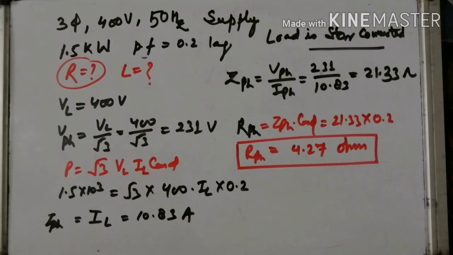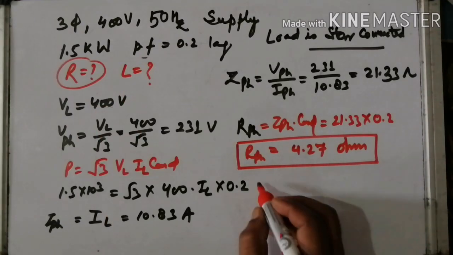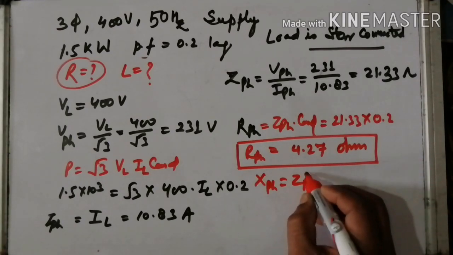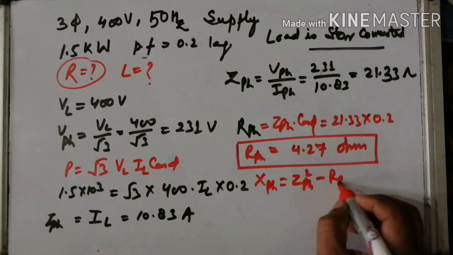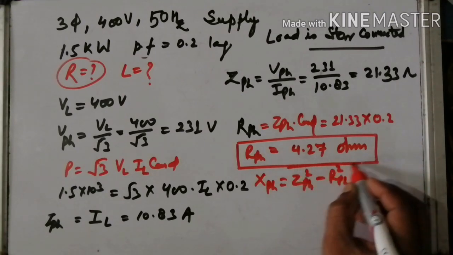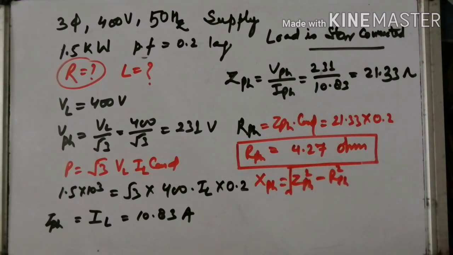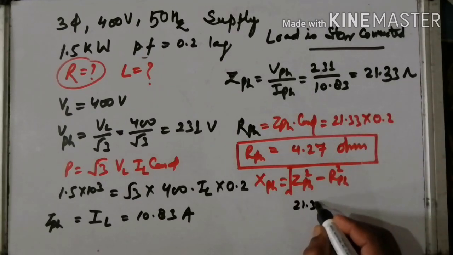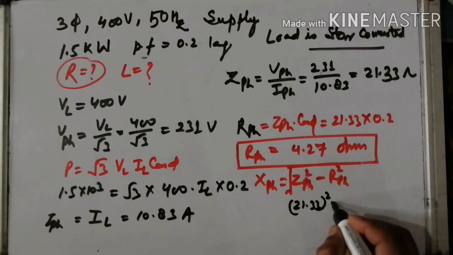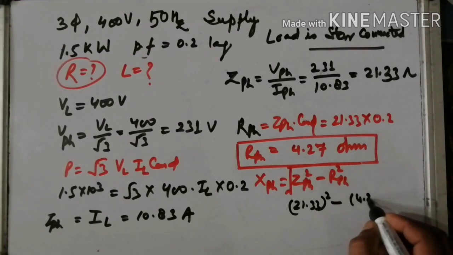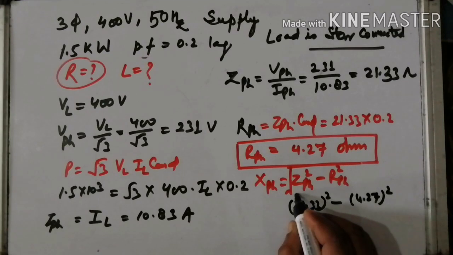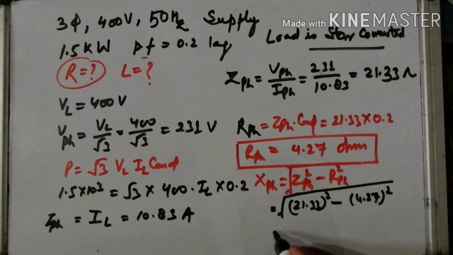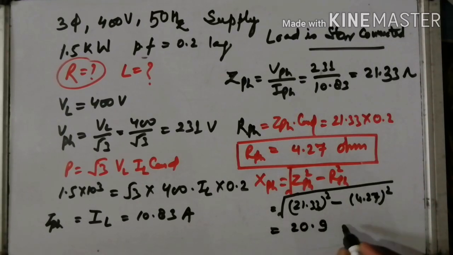Now for the calculation of L, first of all calculate XPH, which is nothing but the square root of ZPH squared minus RPH squared, that is the square root of 21.33 squared minus 4.27 squared. After the calculation it is 20.9 ohm.